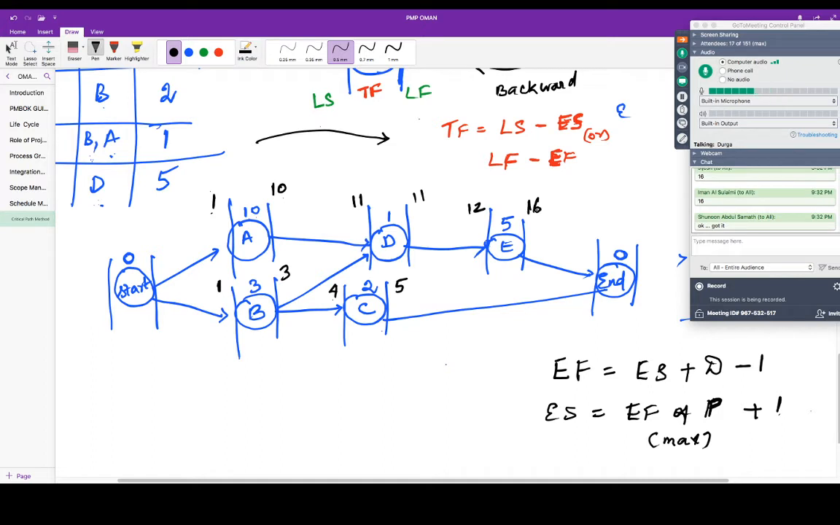You get it? Right. So now tell me, what is the project duration? As of now, what is the project duration? There are two last activities, activity E and activity C. Activity C is getting over on 5th, activity E is getting over on 16th. So what is the duration? That 16th is the duration. So 16th is the duration.